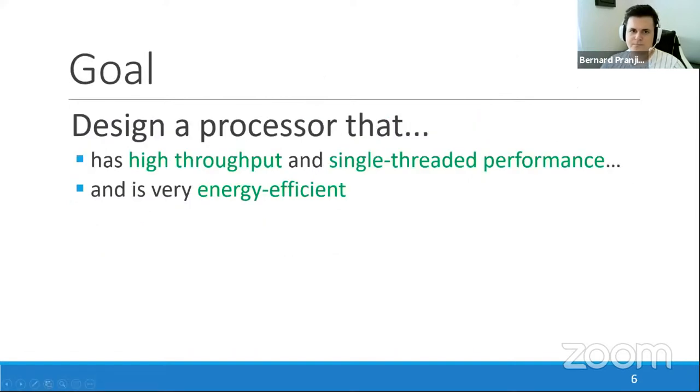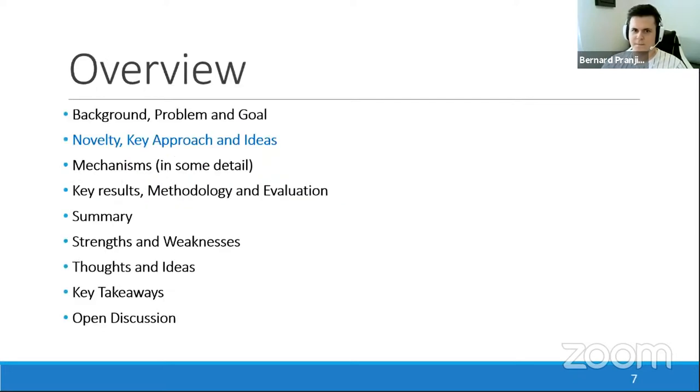Okay. So the goal is to design a processor that has high throughput and single thread performance, while at the same time being very energy efficient. Usually you can't have all of them, but the authors are trying to get all of it. So let's look at the novelty, the key approach, and some ideas.